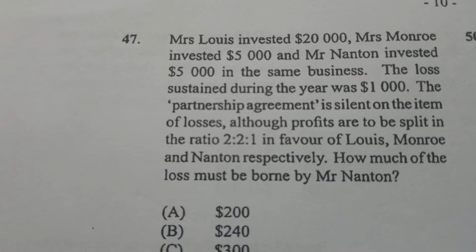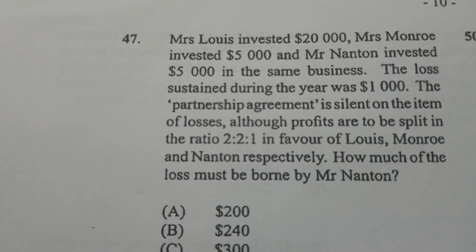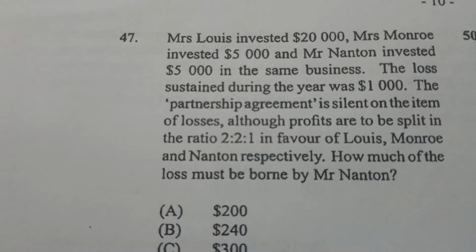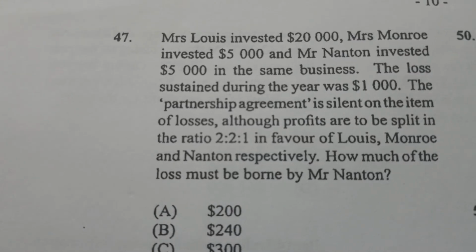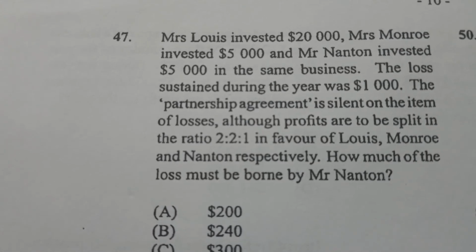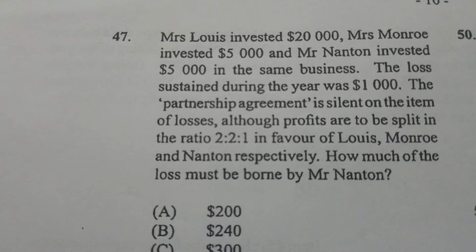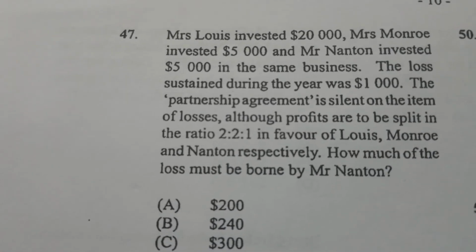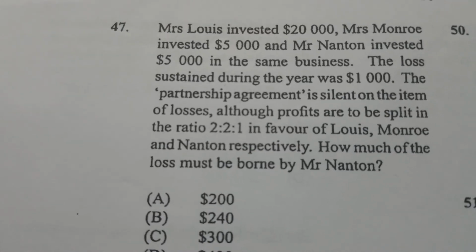How much of the loss must be borne by Mr. Nathan? So it would be then that the ratio of 2 to 2 to 1, so Lois will get 2/5, and Monroe will get 2/5, and Nathan will get 1/5. So we're going to find 1/5 of $1,000, and the answer is A, 200.